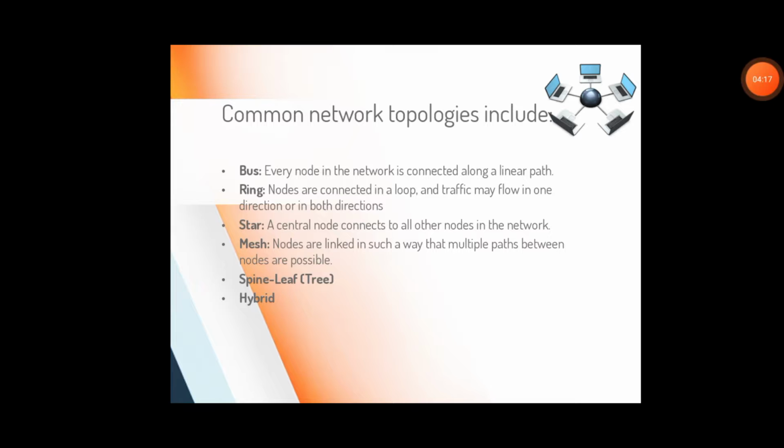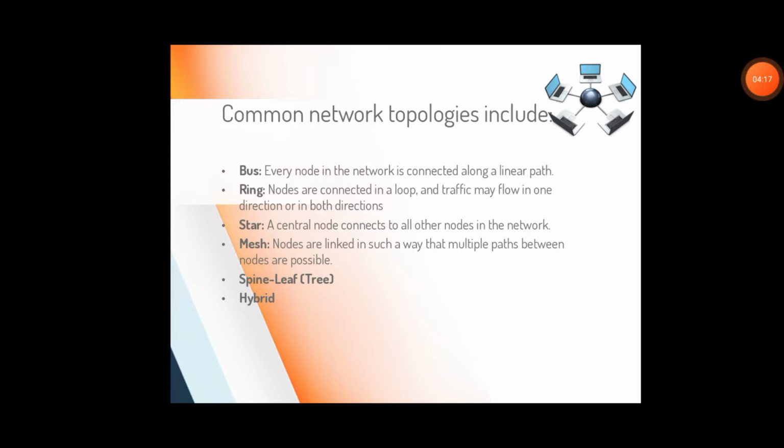Common network topologies include bus. Every node in the network is connected along a linear path. This simple topology is used most often for small networks. Ring. Nodes are connected in a loop. Traffic may flow in one direction or in both directions. Ring networks tend to be cost-effective but not as scalable or stable as other network topologies.